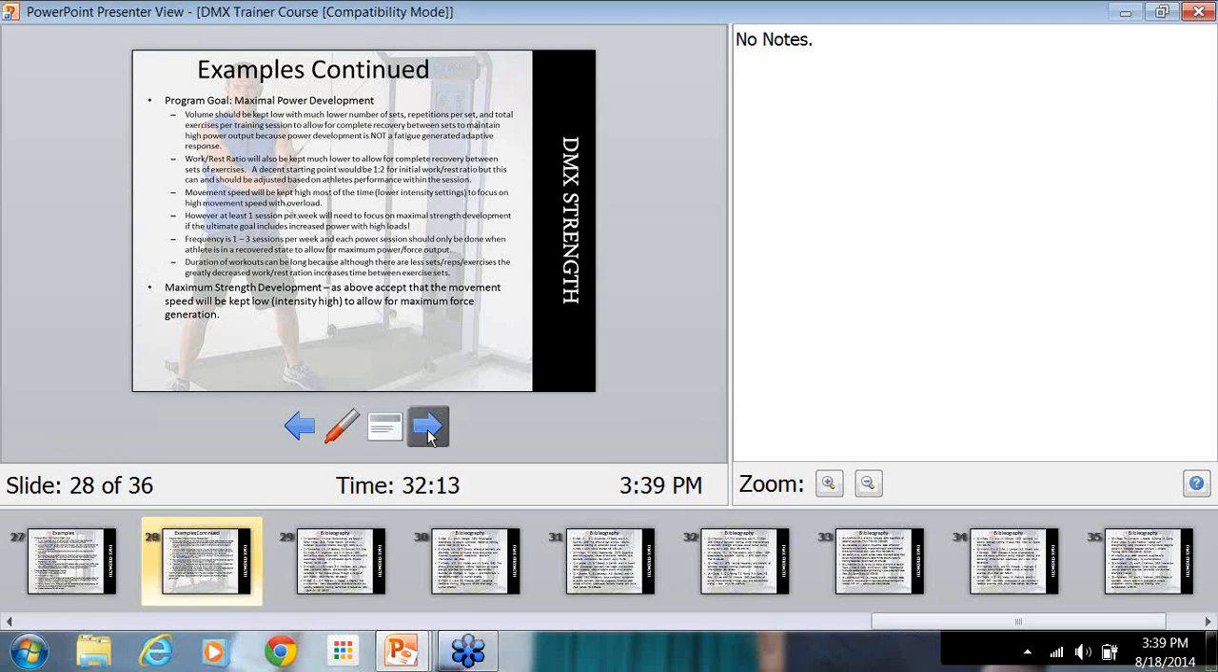The duration of these workouts can be pretty long because there are fewer sets, reps, and exercises, but the greatly decreased work-rest ratio increases the time between sets a lot, so they can take much longer.